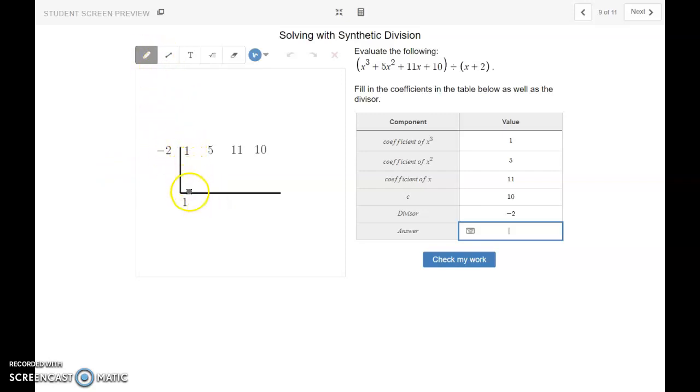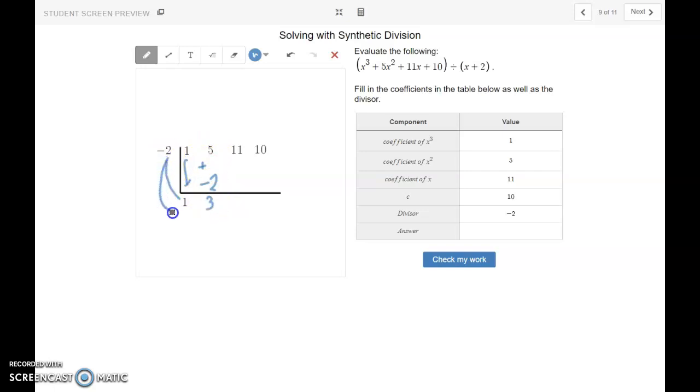The first thing you'll see is the 1 already comes straight down. So whatever number's here is going to go straight down. There's no real math involved. There it goes. Next is negative 2, and we're going to multiply it by 1. So negative 2 multiplied by 1, which is negative 2. I'm going to add these together. 5 minus 2. 5 plus negative is the same as subtraction. So 5 plus negative 2 is 3.